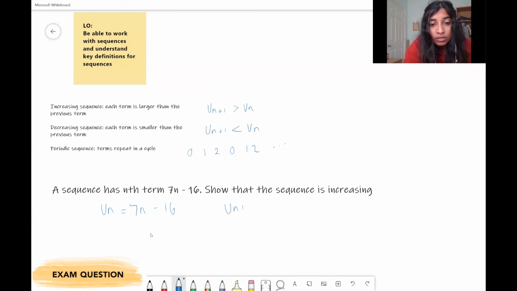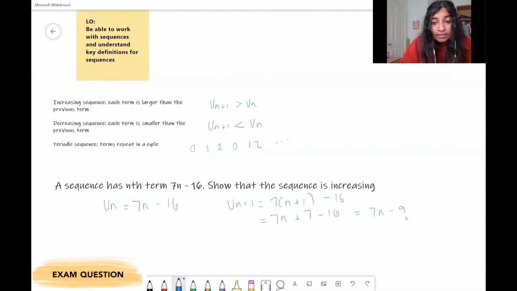So u_n+1, to do that, we can just sub in n plus 1 as n. So you just do 7(n+1) minus 16. Then if we simplify that, that's just 7n plus 7 minus 16, which is just 7n minus 9. So now we just want to show that 7n minus 9 is greater than 7n minus 16.